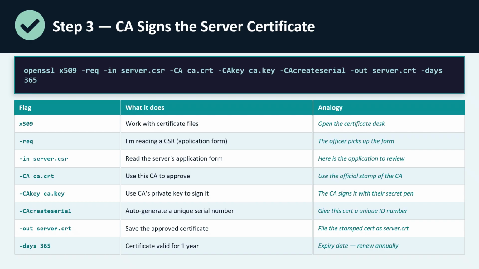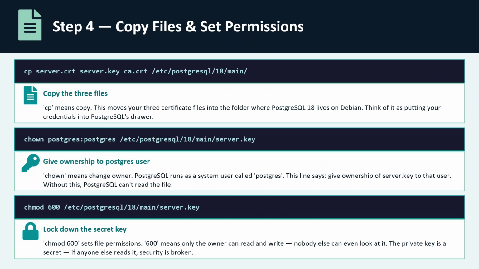ca.key is the secret key, that's the signing pen. And CAcreateserial gives the certificate a unique serial number, like an ID number. And the certificate server.crt is the out file, which is the final approved certificate. And you can also mention the days, which means it has to last for 1 year with the 365 as the number. And you'll need to renew it annually. After this command, you now have a server.crt, the official identity card for your PostgreSQL server.